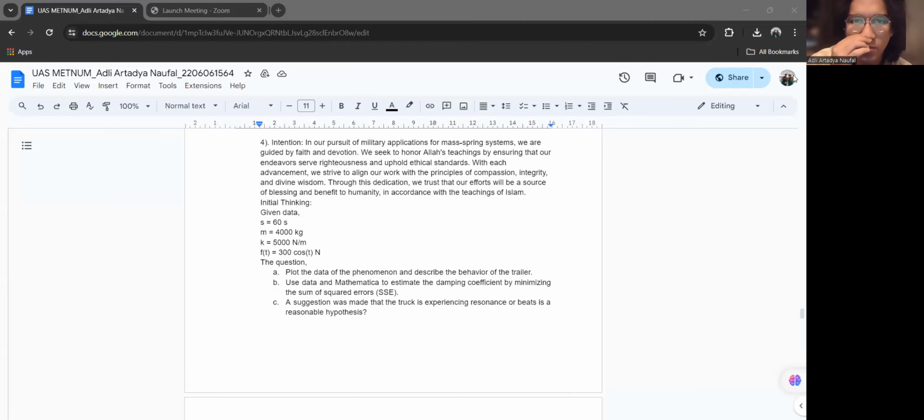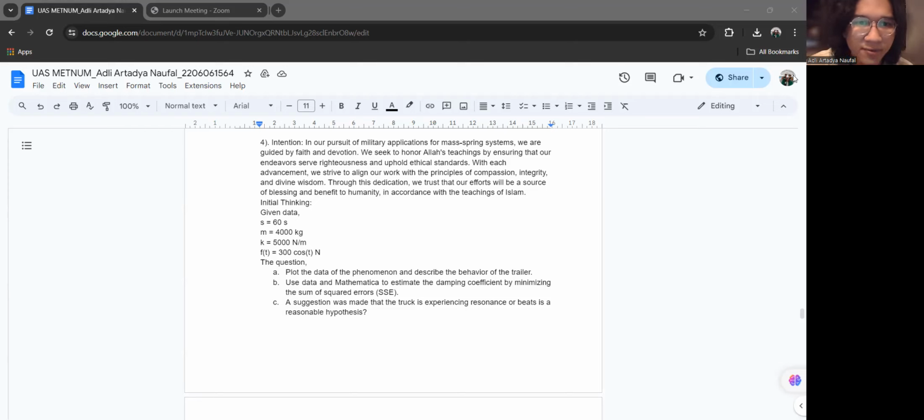We can continue to question number 4. We start by intention, as always. In our pursuit of a military application for mass spring system, we are guided by faith and devotion. We seek to honor Allah's teachings by ensuring that our endeavors serve righteousness and uphold ethical standards. With each advancement, we strive to align our work with the principles of compassion, integrity, and divine wisdom. Through this dedication, we trust that our efforts will be a source of blessing and benefit to humanity in accordance with the teaching of Islam.